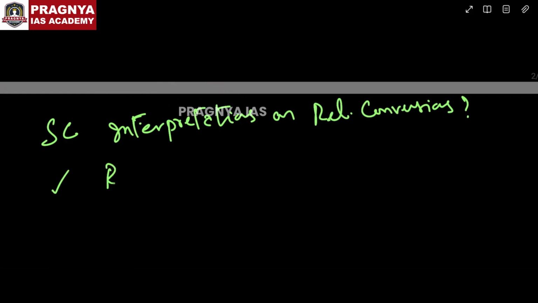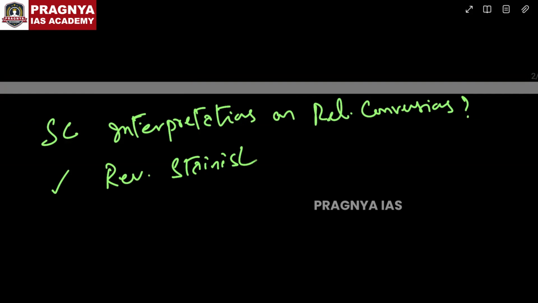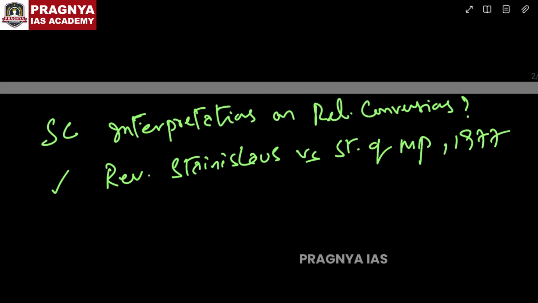Okay, and here comes Stanislaus versus State of Madhya Pradesh of 1977, where the Supreme Court upheld the anti-conversion laws, and it clearly stated that Article 25 clause 1 of the Indian Constitution does not grant the right to convert others, but rather the right to transmit or spread or propagate or promote one's religion as according to the principles laid down. It was clearly mentioned it is not a right to convert. It is a right to promote, right to propagate.